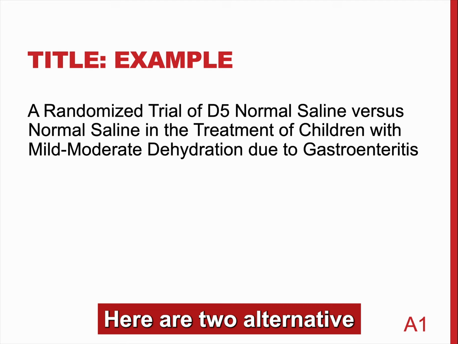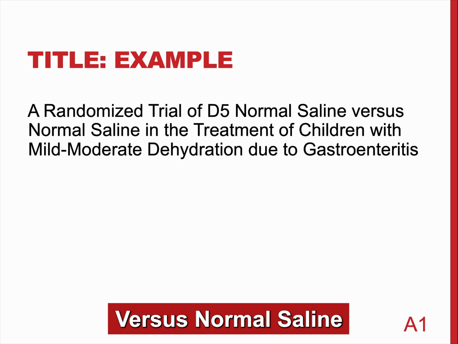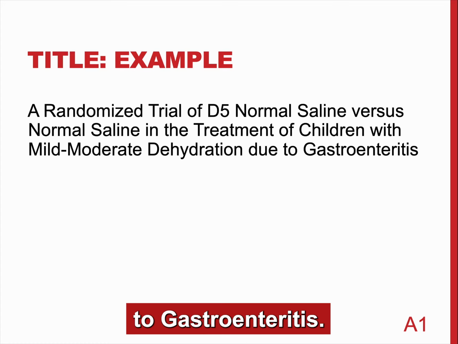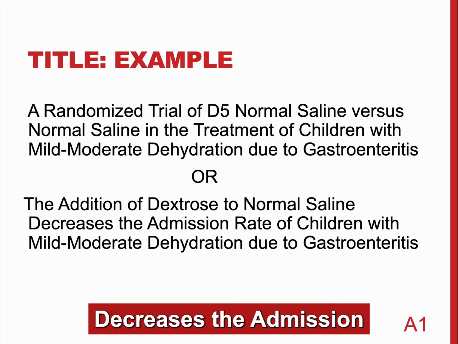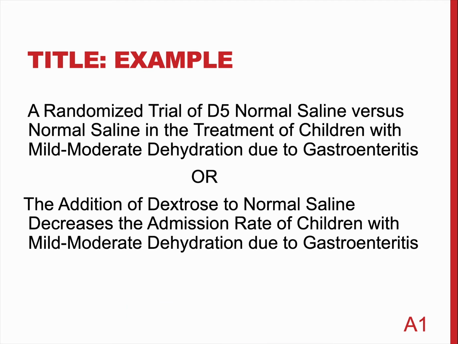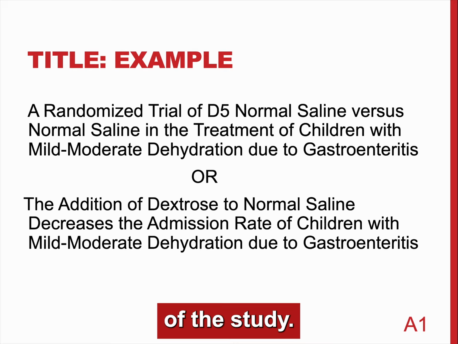Here are 2 alternative titles. A randomized trial of D5 normal saline versus normal saline in the treatment of children with mild to moderate dehydration due to gastroenteritis, or the addition of dextrose to normal saline decreases the admission rate of children with mild to moderate dehydration due to gastroenteritis. In general, I find the top title to be the most common format, but prefer the bottom one that describes the results of the study.